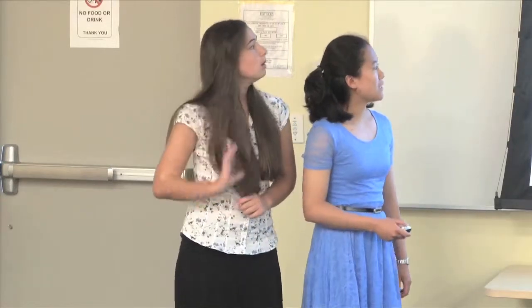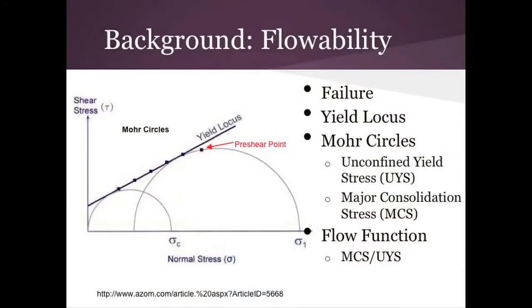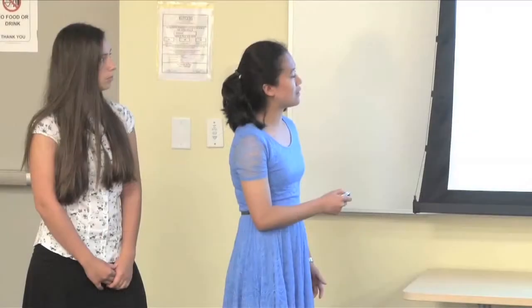So the yield locus basically shows the points at which a powder fails. You take the failure points from what Danielle just described, and you graph them onto a shear stress versus normal stress graph. And then you take the linear line of best fit through the shear points, and that gives you your yield locus, which is also known as the yield limit. This point here is called the pre-shear point, and that's the point of steady state flow. And that point is generally located beneath the yield locus line.